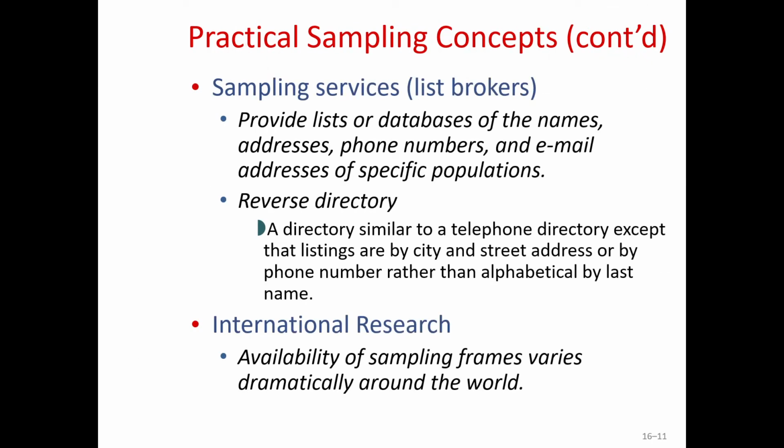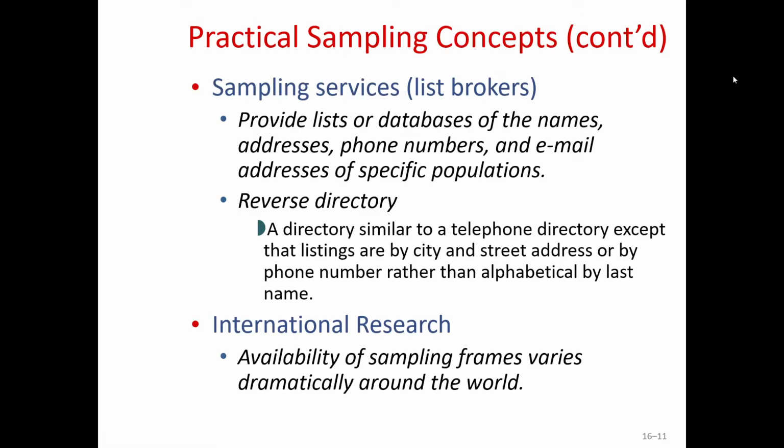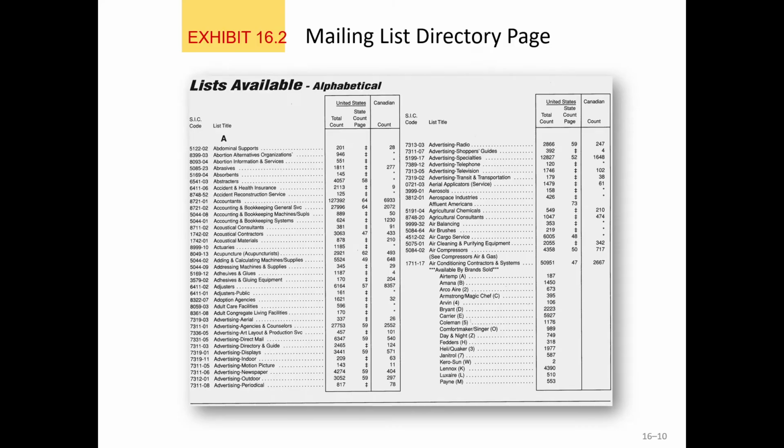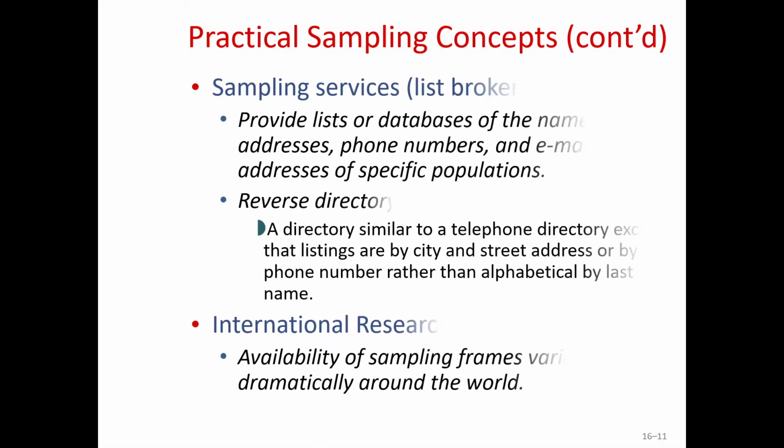Sampling services and sampling units. Sampling frame error occurs when certain sample elements are excluded or when the entire population is not accurately represented in the sampling frame. Population elements can be either under- or overrepresented in the sampling frame. About this directory and reverse directory, I mentioned it.